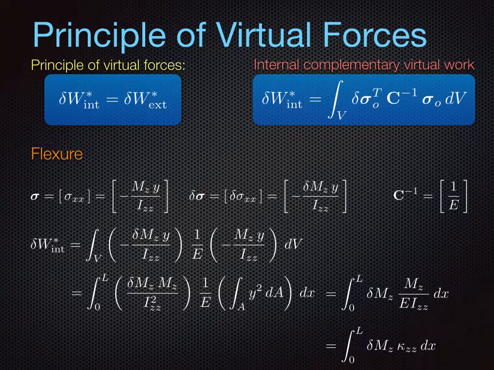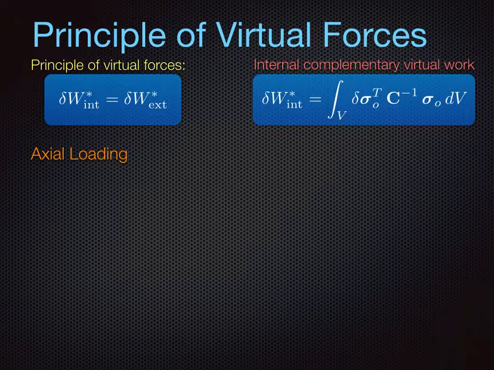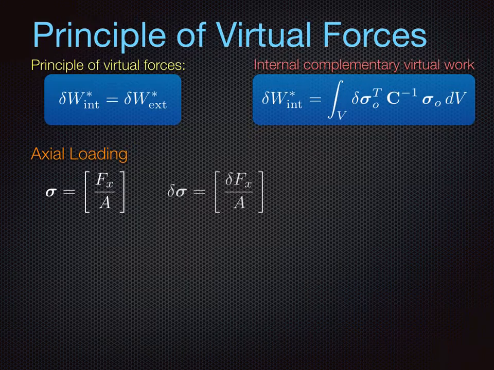The same expression that we see here for the internal complementary virtual work can obviously be written as the work done by the virtual moments over the curvature distribution of the beam. What happens when we have axial loading? Of course, in axial loading, the stress also has a single component, and it's simply equal to the internal axial force Fx normalized by the cross-sectional area. The virtual counterpart of that will be as follows.